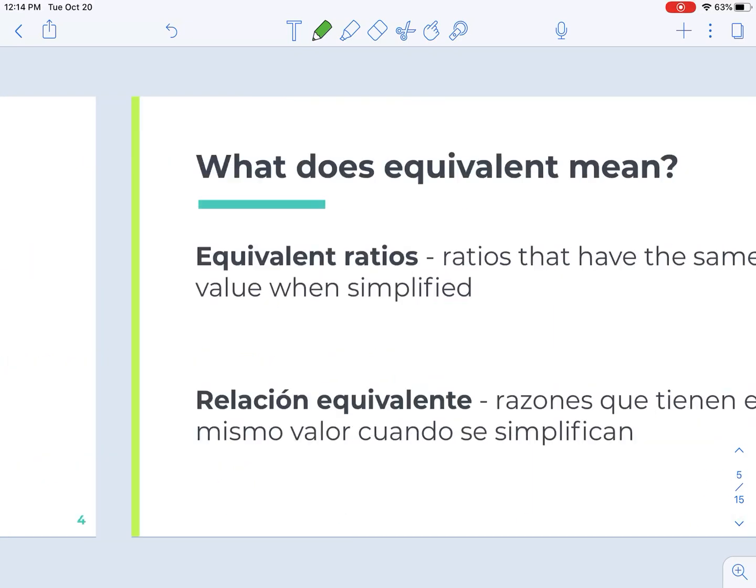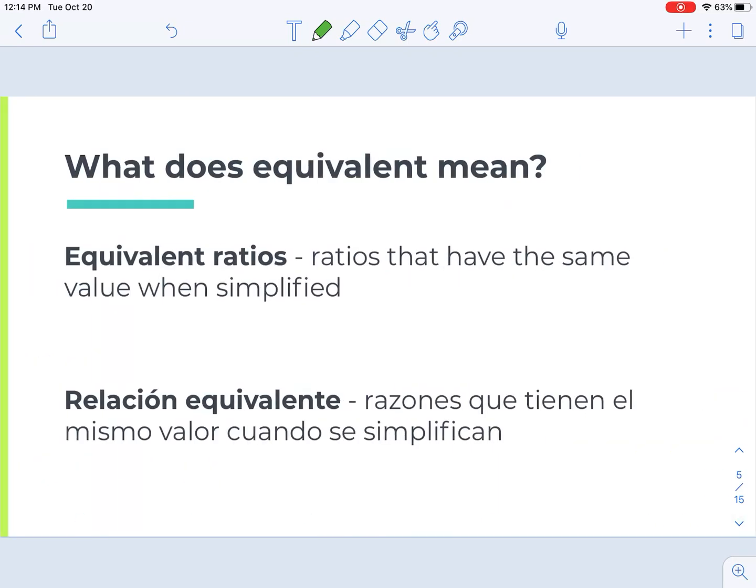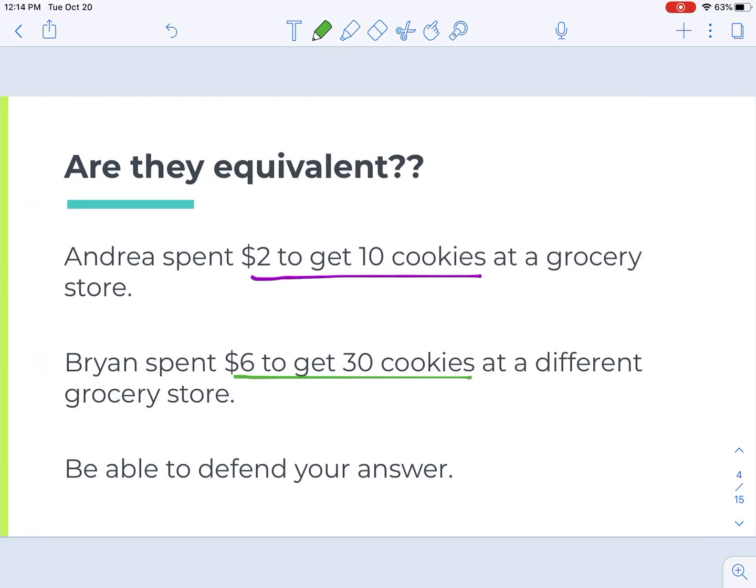But first we needed some background on what equivalent means. So equivalent ratios are ratios that have the same value when they're simplified. They can be turned into each other and look like each other. Some people think of them as the same or equal. They're not exactly equal because they might have different amounts, but they are equivalent to each other. So we are trying to figure out if these two amounts are equivalent to each other.